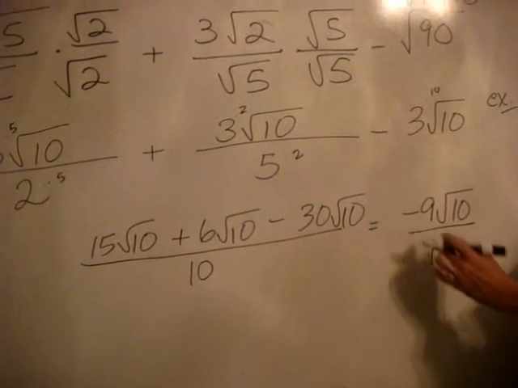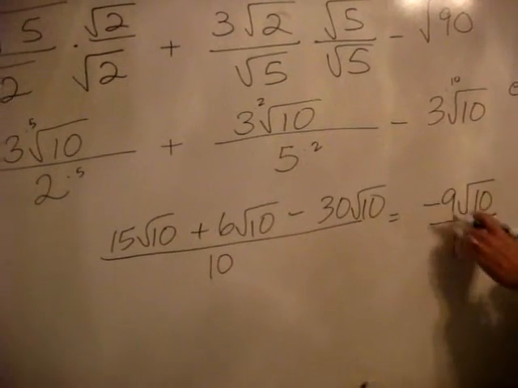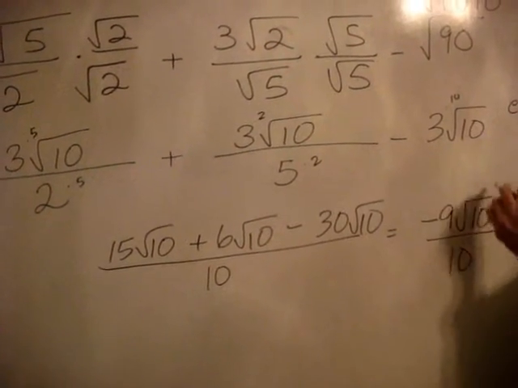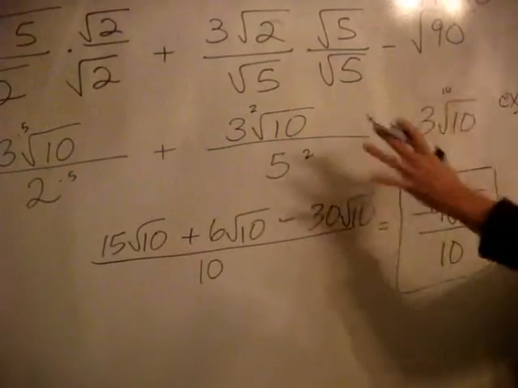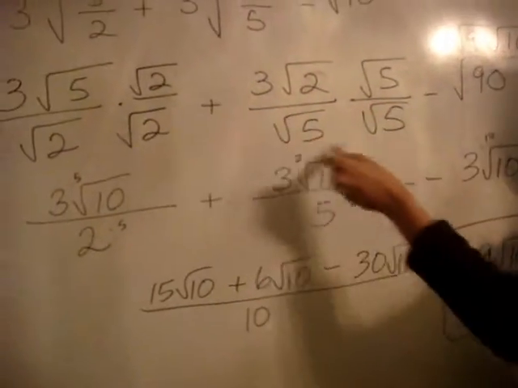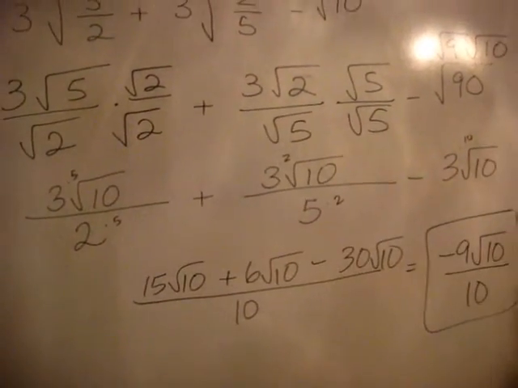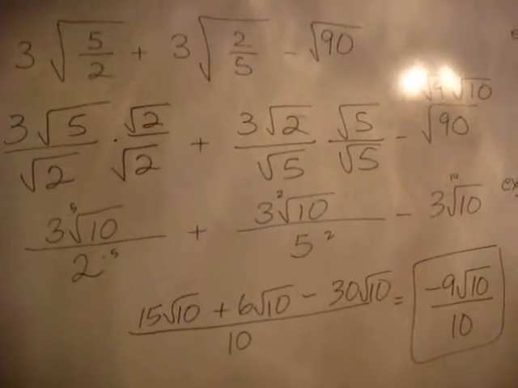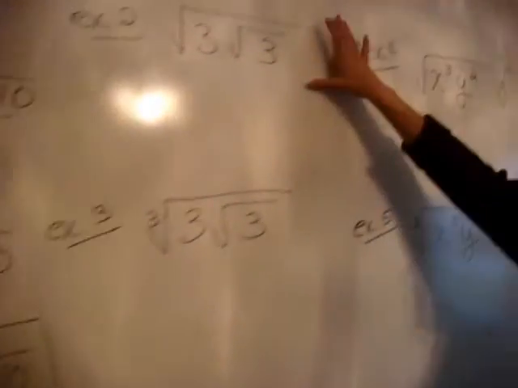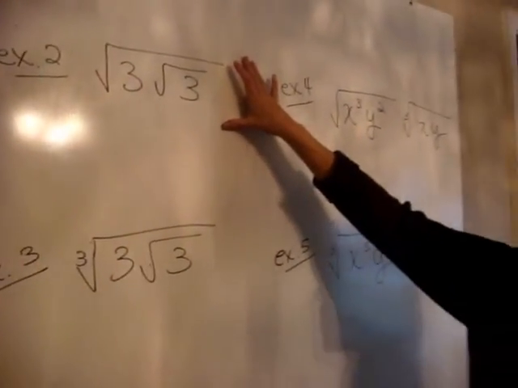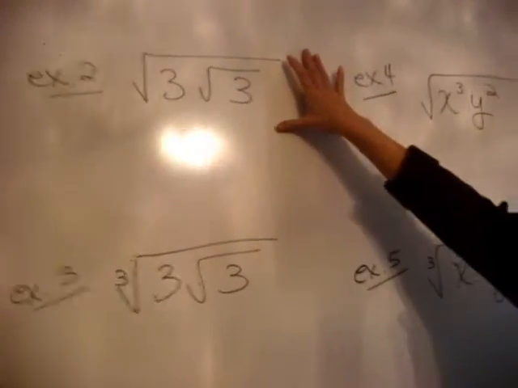If these were reducible, we could reduce them, but they're not. There's nothing that goes into 9 and 10, so this is your final answer. So these are kind of simple. All you have to do is rationalize your denominators and find common denominators. Let's move over to these next ones. These are where I think you're going to have the most problems, so we're going to concentrate on these.